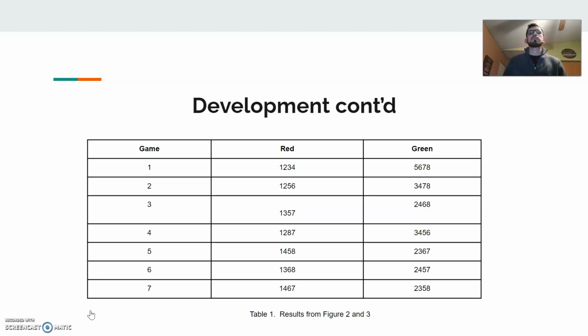And here are our results. The following table is from our previous 2 figures, figure 2 and figure 3. As we can see, each pair of players is on the same team 3 times. For example, if we were to take pair 1 and 2, we can see they're on the same red team 3 times, in game 1, game 2, and game 4.